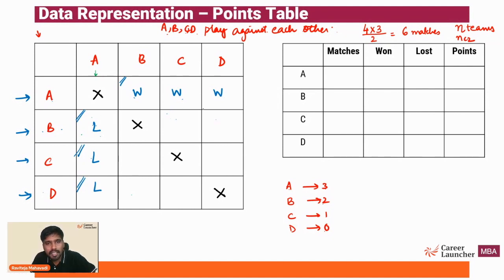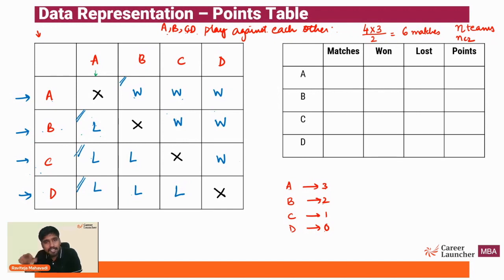Now this is B's row. B must have 1 against C and D. We know that. So W, W. So again you'll write L and L, the transpose over here. Again C versus D. C has won it. In C's row, D's column, C has won it. So in D's row you'll write D versus C is lost. This is another way of representing the same data.